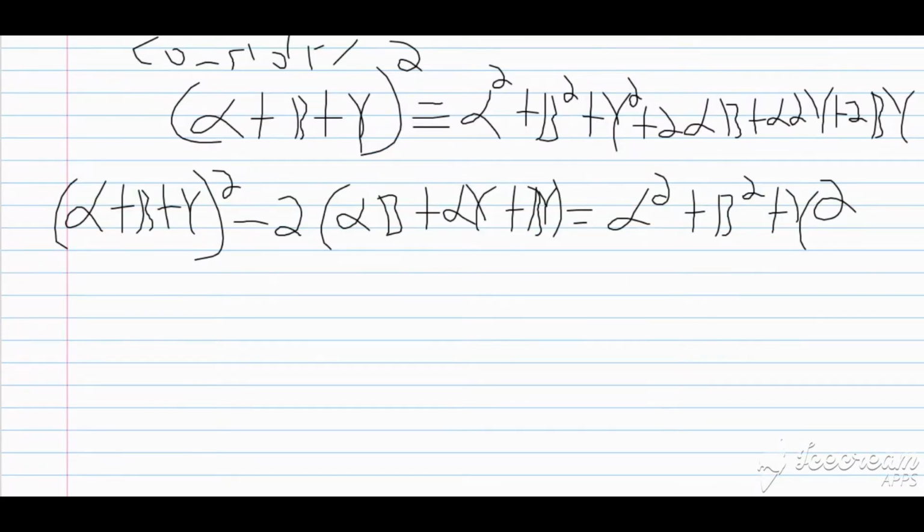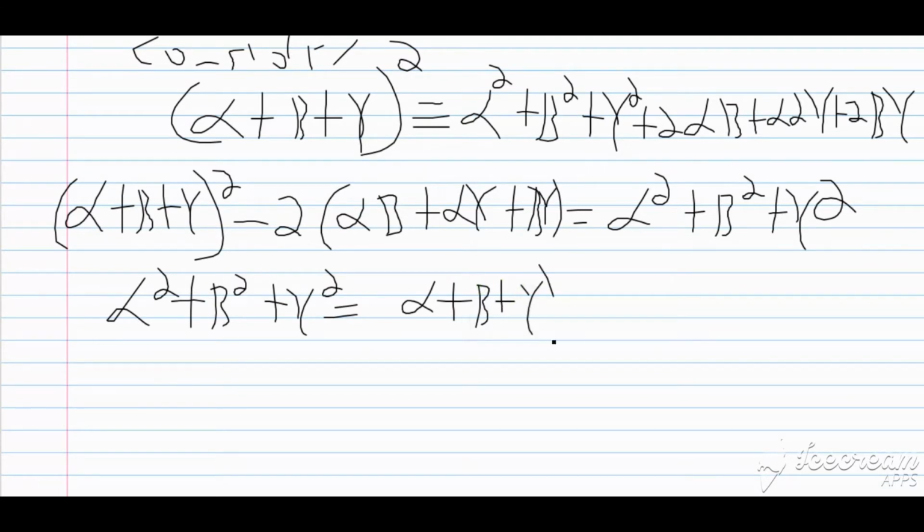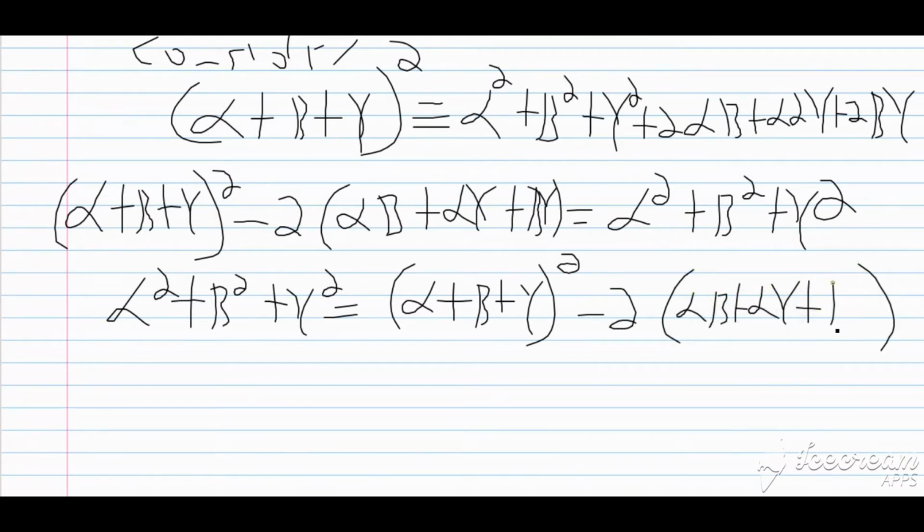So I could write this as alpha squared plus beta squared plus gamma squared equals alpha plus beta plus gamma, all squared, minus 2 times alpha beta plus alpha gamma plus beta gamma. And we know what all these are.